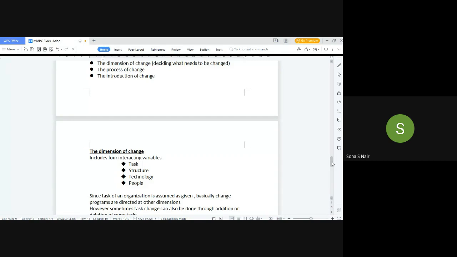Why do you say generally? Because that is the reason for existence. That is why the organization was actually formed. If that task is taken away and changed, the organization ceases to exist. Right? But then sometimes it happens.